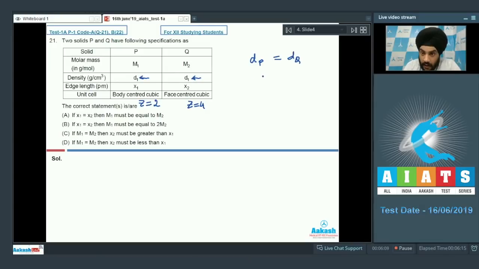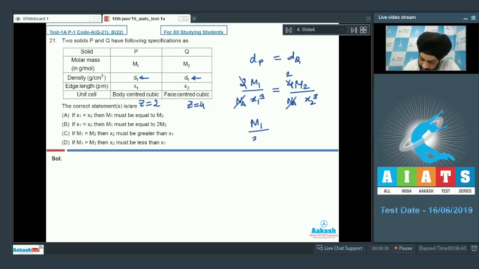So upon writing the expression for density, we have 2 into M1 upon Na upon X1 cube shall be equal to 4 into M2 upon Na upon X2 cube. So the Na and Na will cancel out each other, and this 2 and 4 will cancel 2 times. So we can clearly see that M1 by X1 cube is equal to 2 times M2 upon X2 cube. Let us look at the statements given to us now.